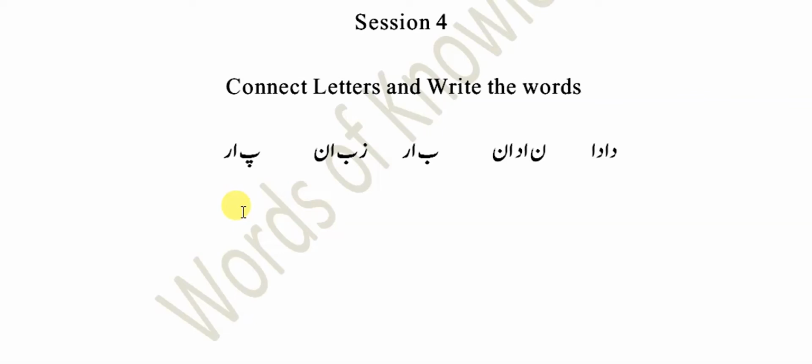Okay, I pronounce all these for you again. The first one is dada, then it's nadan, then it's bar, then it's zaban, then it's par. Okay, try to write them in a connected format, and then you can compare your connected words with the answers which I'm going to write now.